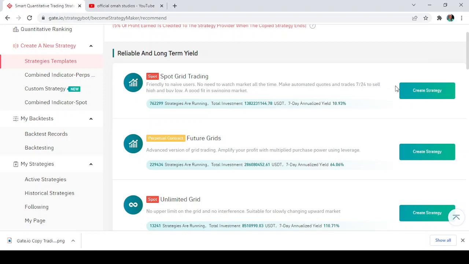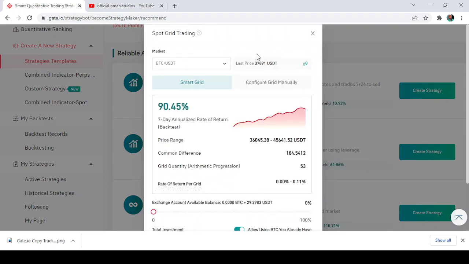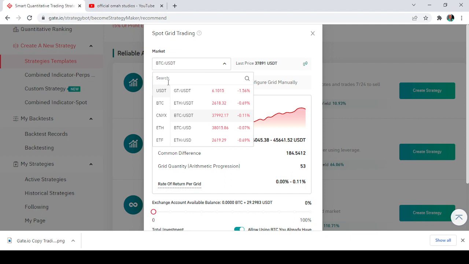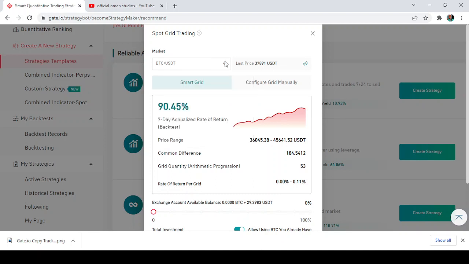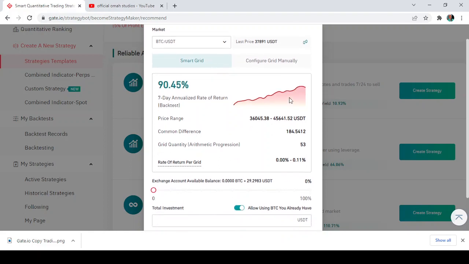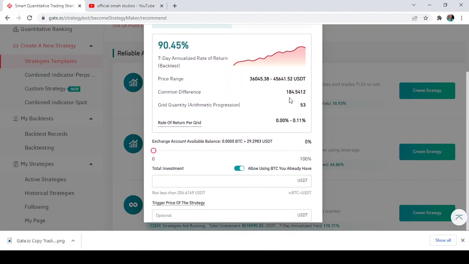So for us to get started on this, if you want to get started on this spot grid trading, you just have to tap on this place that says create strategy, and here you go to this place that says BTC USDT. Click on this arrow and select the market. Select the coin or project you want to make use of. Then you go down and go ahead with it.